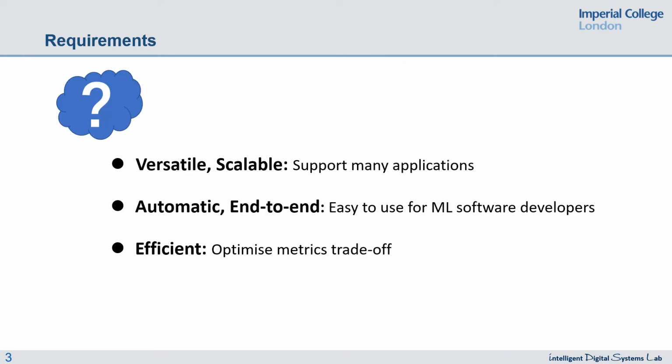Therefore, we need some tools to help us design the hardware for CNNs, and there are a few requirements we need to consider. Firstly, we want a tool to generate scalable hardware, as we are dealing with applications from drones, which have very limited resources, to data centers, which own a lot of computing resources. Secondly, we hope the tool can map the CNN onto the hardware in an automatic and end-to-end way, so that it can free software machine learning engineers from the hardware background knowledge. Finally, this kind of tool should be efficient in terms of optimizing the metric trade-off, such as accuracy, latency, throughput, and power.